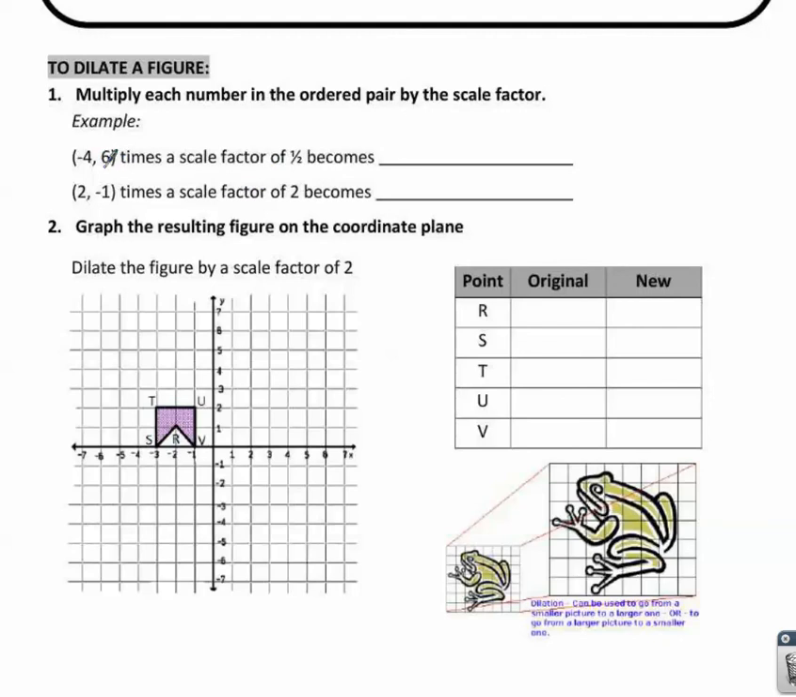For example, -4, 6 times a scale factor of 1/2 becomes -2, 3. Because if you say -4 times 1/2, remember multiplying fractions, put a 1 under the 4 and go straight across. -4 times 1 is -4. 1 times 2 is 2. When you simplify this, you get -2. 6 times 1/2, which is 6 over 2, is 3.